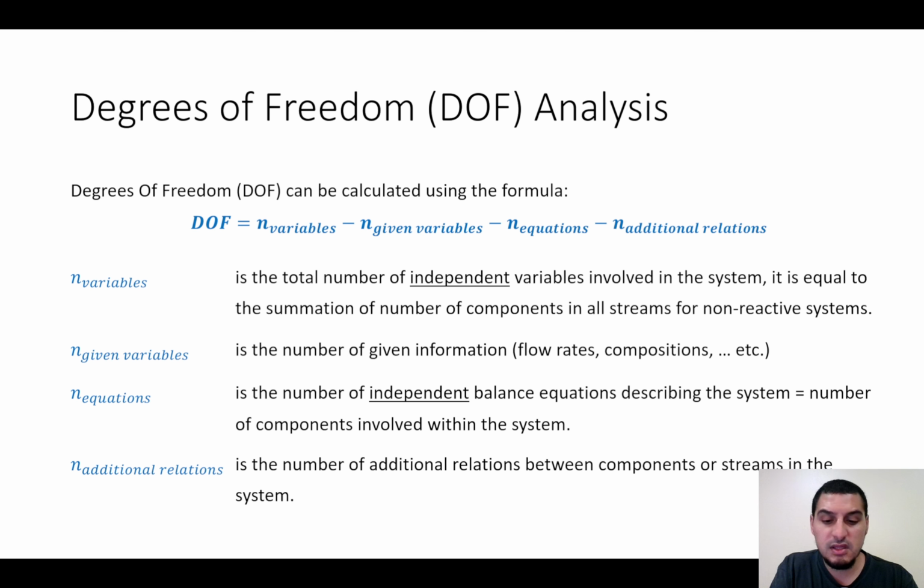There is one more thing about the degrees of freedom, which is these two terms in the textbook, Felder's textbook that we use in these videos. These two terms, the number of variables minus the number of given variables, are combined together in one term, which is called the number of unknown variables, which we just said. I said that the variables are the total number of variables, and the given variables are the variables that we know. So the difference is going to be the unknown variables. So it's not put this way, it's put as 3 terms only: number of unknown variables, number of equations, and number of additional relations. So why am I putting it this way?